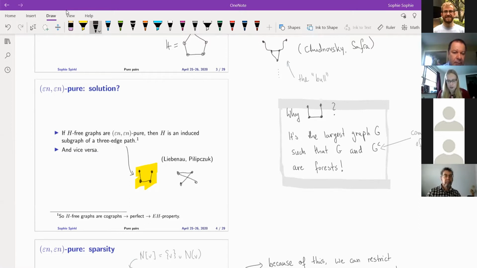And so the first goal is to say, maybe we should exclude H and its complement, and we can get closer that way. But if the question is just which graphs H give us linear sized pure pairs, here's the answer. We've answered that question. It just turns out the answer isn't that helpful.